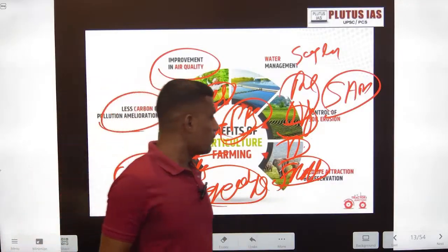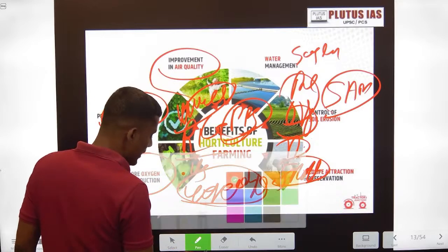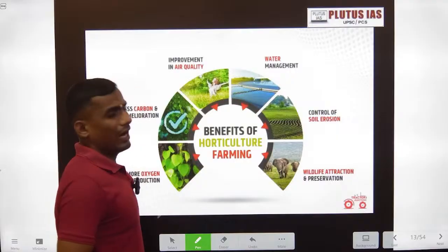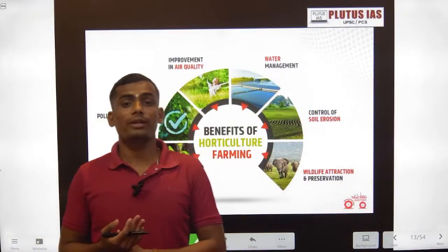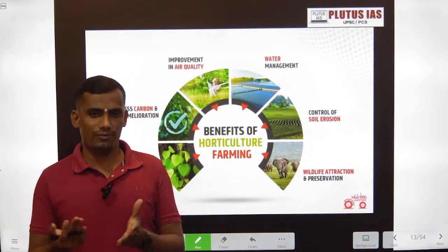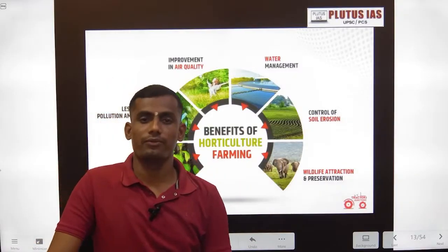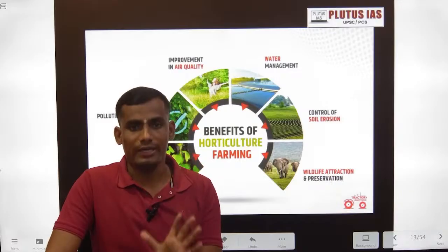The next one is wildlife attraction. Just imagine you are growing vegetables and flowers. How many wildlife animals will get attracted? This is ornamental farming, ornamental kind of farming, and this is one of the additional ecological benefits of horticulture.